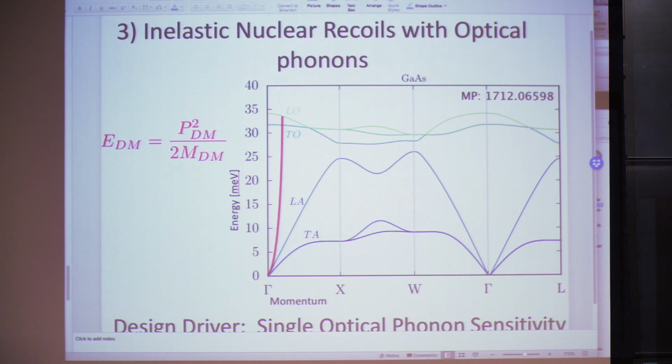So if you look at a crystal in the IR, it looks black. And why is it? Because you can conserve momentum. If I think of a photon coming in here, it's a very sharp line, and I have a photon of an IR energy. I can absorb it completely onto a longitudinal optical phonon. The same is true for very light mass dark matter. Here it's a parabola. But again, if I have a light mass dark matter with p squared over 2m right here, I can scatter off of it. I can take all of its energy and create an optical phonon. So here the design driver is a device that has single optical phonon sensitivity.